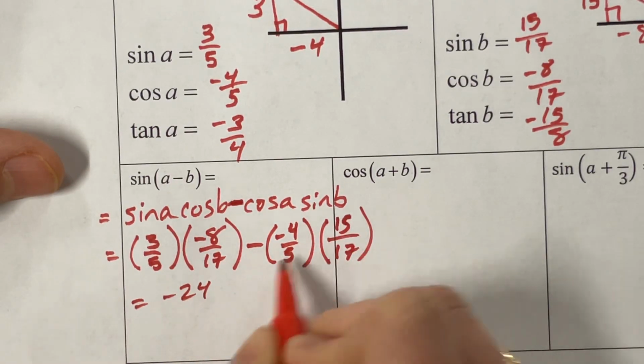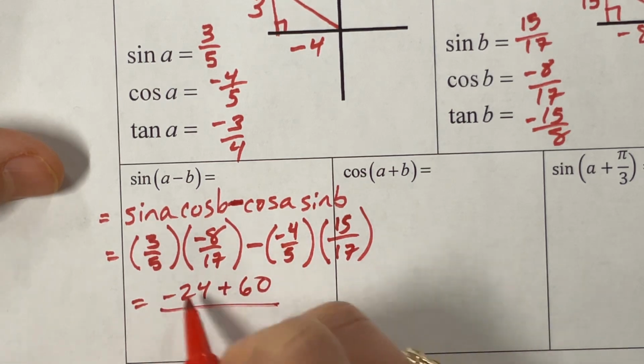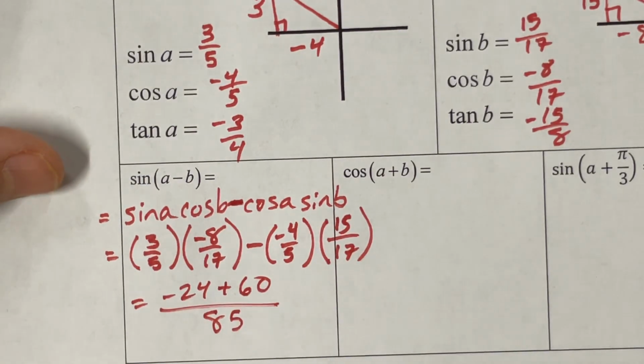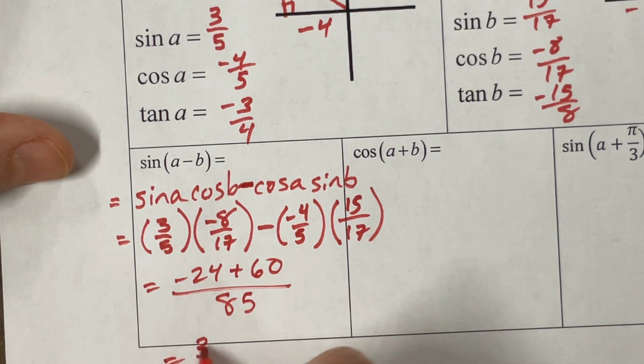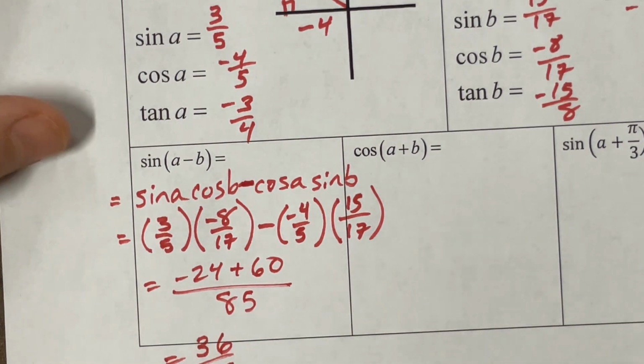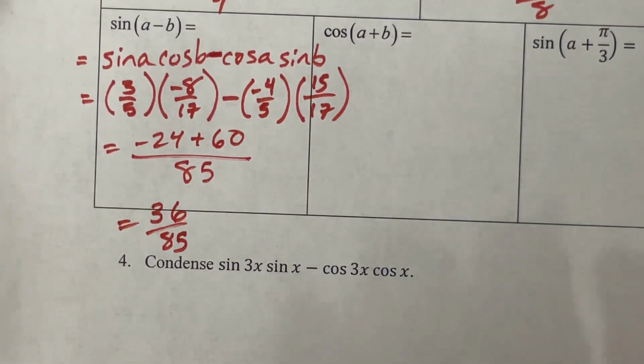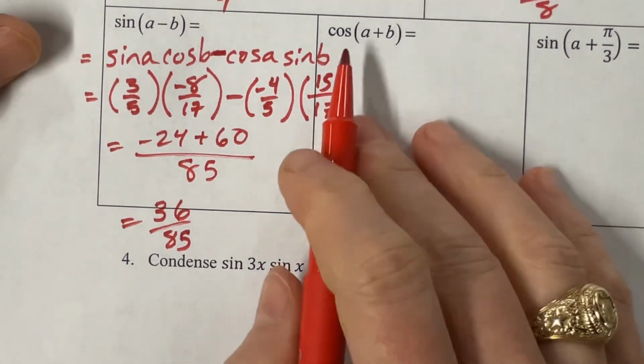I see a negative 24 and a positive 60 all over 85. I think this is a positive 36 over 85. I hope I know how to do arithmetic. I might not. Okay, the next one, cosine of A plus B.